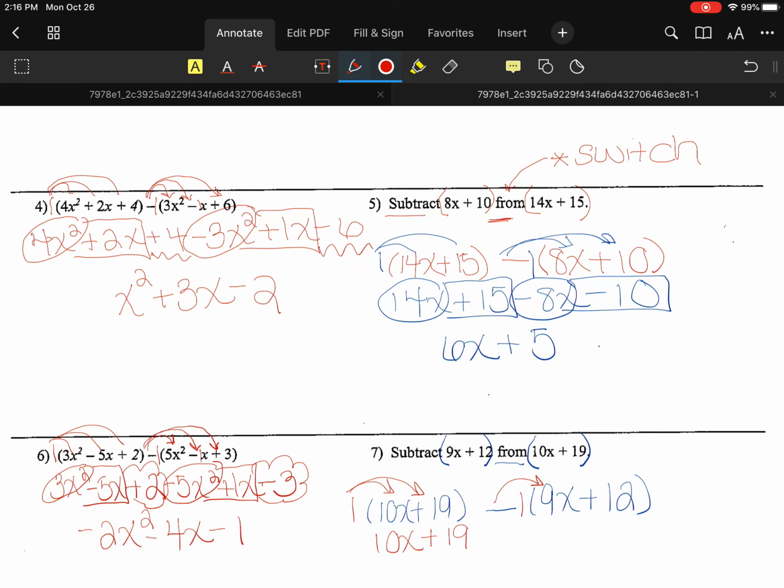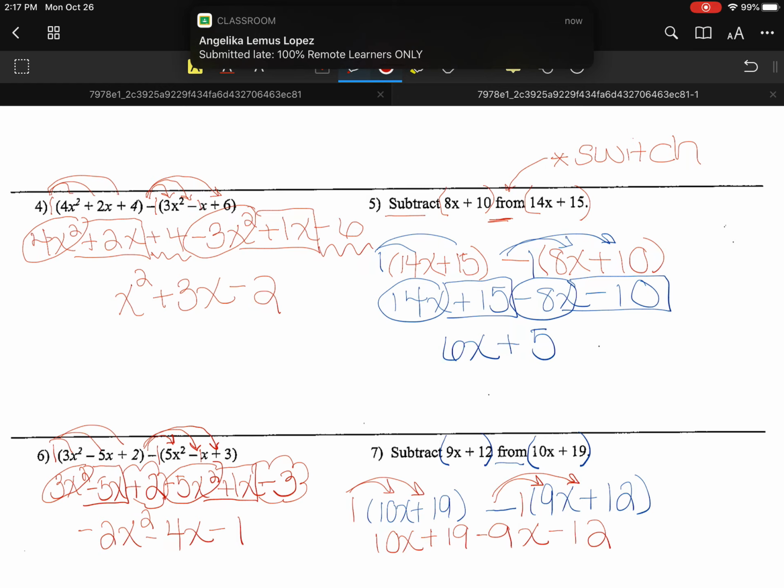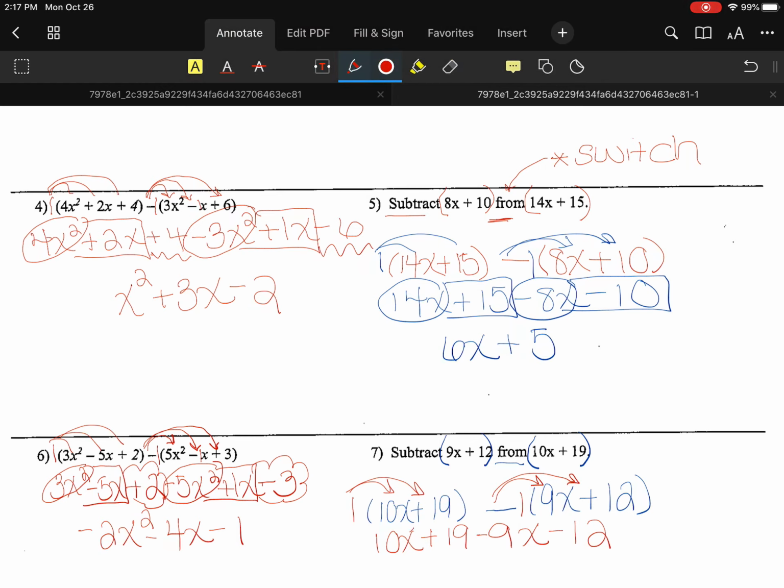Distribute the negative 1. Negative 1 times 9, or change 9 to its opposite. Negative 1 times 12, or change 12 to its opposite. And then combine like terms. So 10x minus 9x is 1x, or just x. 19 minus 12 is a positive 7. And again, if this is multiple choice, you're not going to see the 1 there in front of the x as a coefficient.